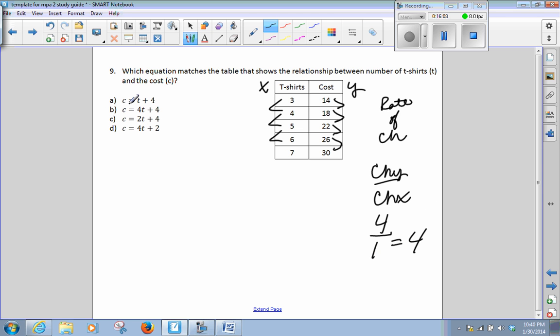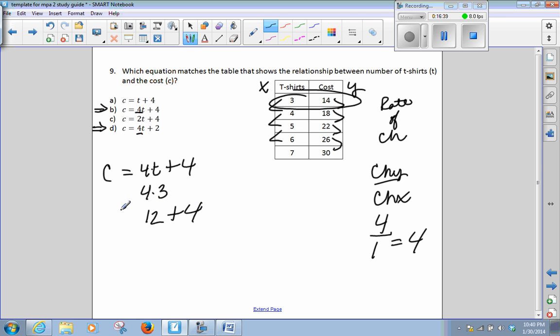So I'm going to pick either B or D, because this number in front of my X, that 4, gives me my rate of change. So I know that one of those two is going to work because the rate of change for this table is a 4. So now to narrow it down, I'm going to take option B, take a point from the chart, put it in here, and see if it works. So instead of 4 times t, I'm going to do 4 times 3 and get 12. 12 plus 4, if this works, should give me 14, because that's what my cost is right there. But 12 plus 4 is not 14. So B can't be right.